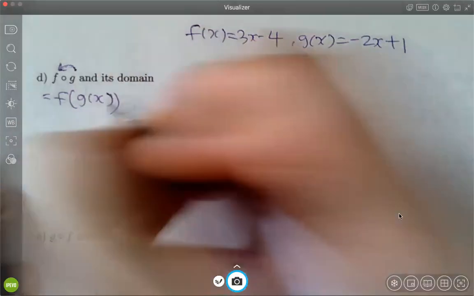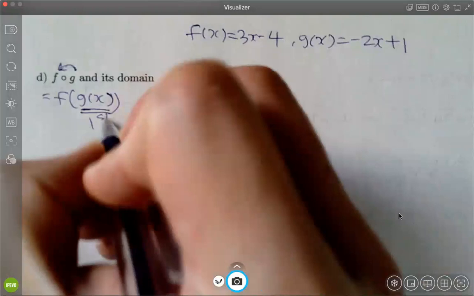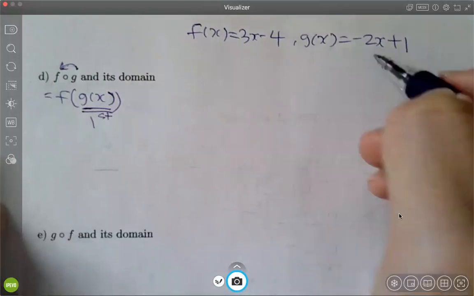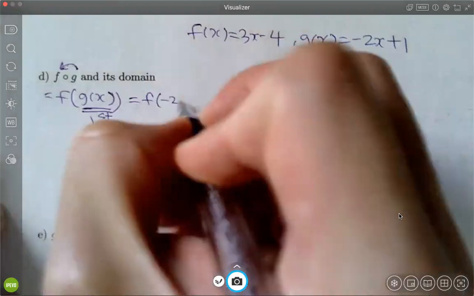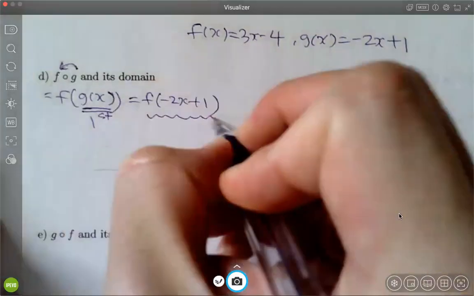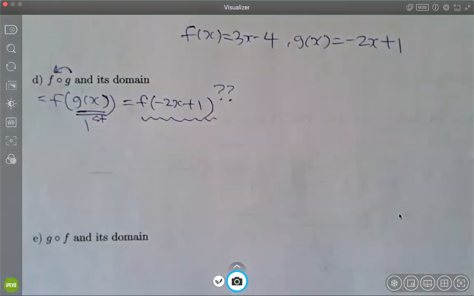And now, what do we do here first? Inside, right? Okay, and now what is g of x? Negative 2x plus 1, right? Okay, so this is negative 2x plus 1, but then there is f outside, right? And now, here is the tricky part. What does this expression even mean? f of negative 2x plus 1.